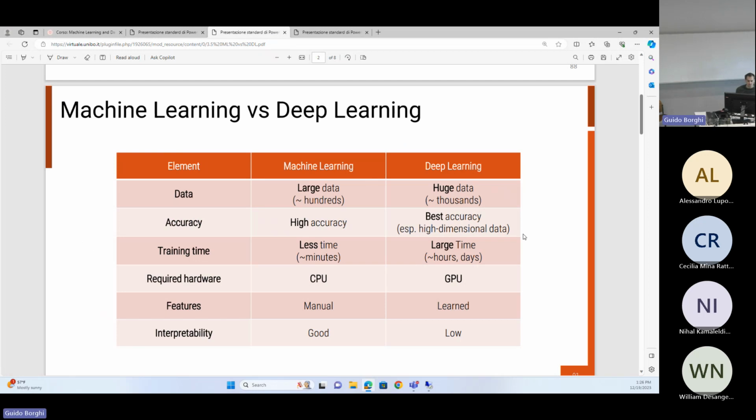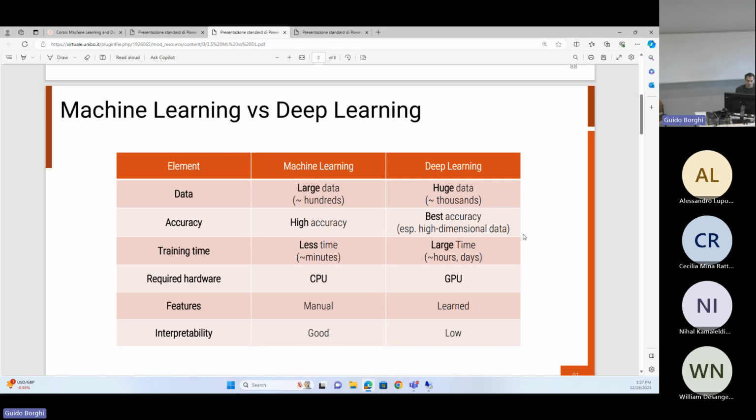What about accuracy? With machine learning, especially if the training data have good quality, we can achieve high accuracy. With a deep learning approach, we can also have high accuracy, but we can say that we have the best accuracy in the case of high dimensional data and huge training datasets. So if we have enough training data, deep learning usually provides the best results in terms of accuracy.